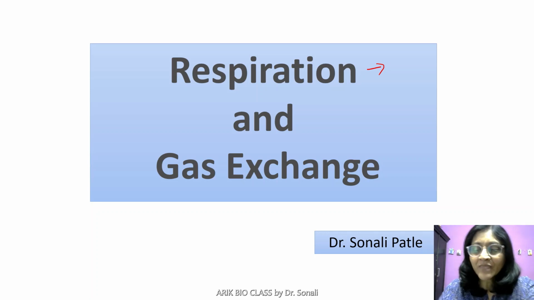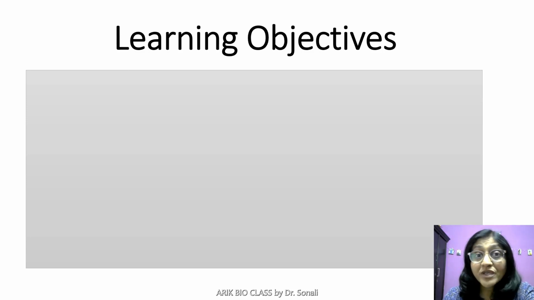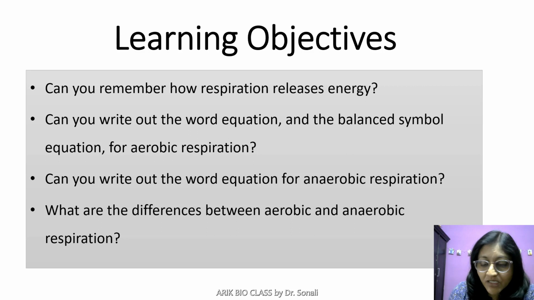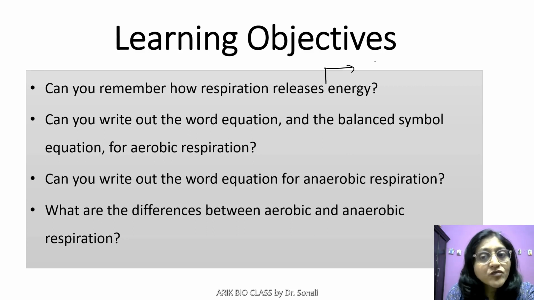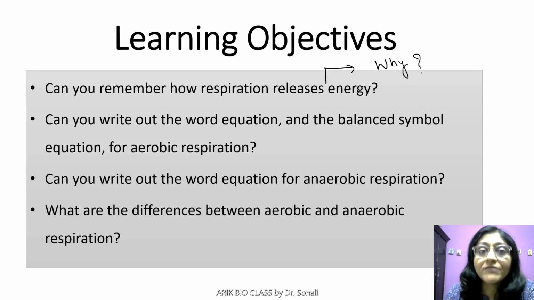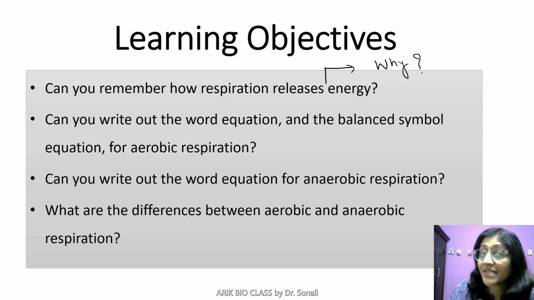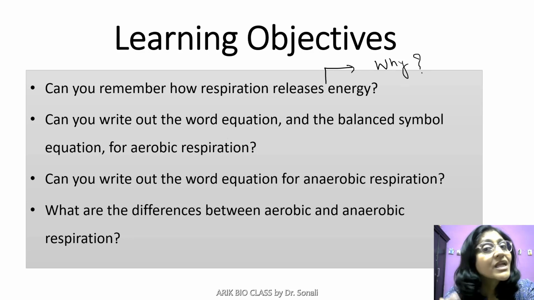So let's see further. These are the learning objectives for today's class. We should be able to know what respiration is, and that respiration releases energy. That means, why do we require energy? What is the purpose of this energy? Then we should be able to write down the word equation as well as the chemical equation for the respiration process. What is aerobic respiration? What is anaerobic respiration? And what are the basic differences between aerobic and anaerobic respiration?